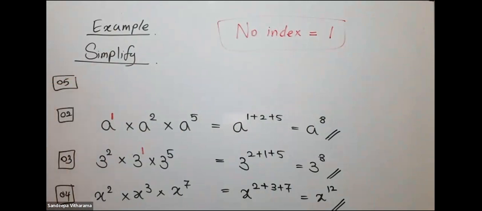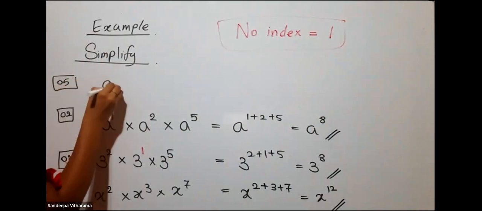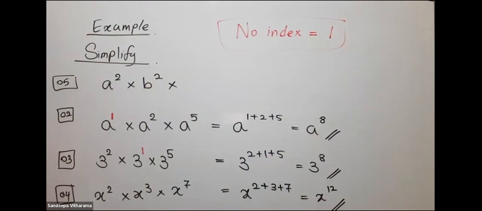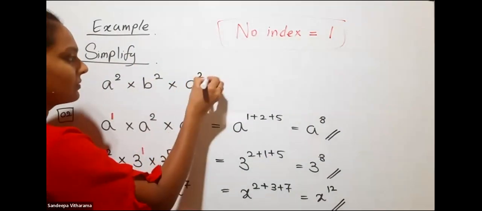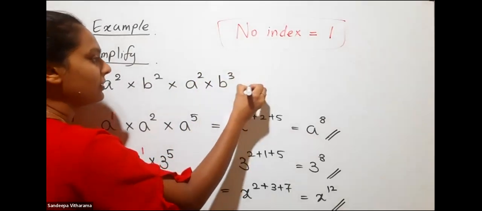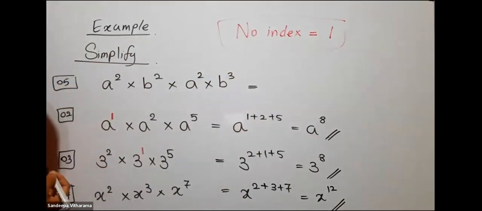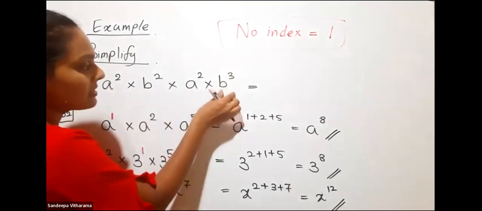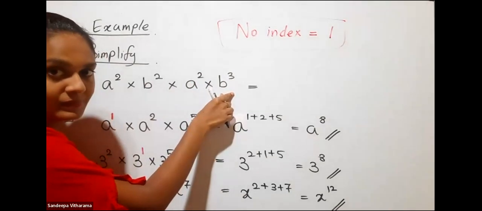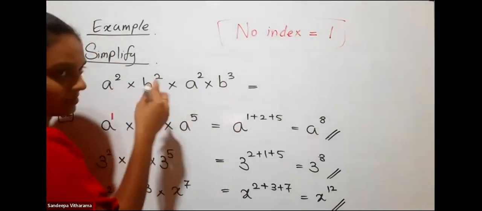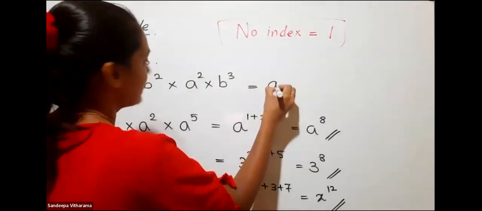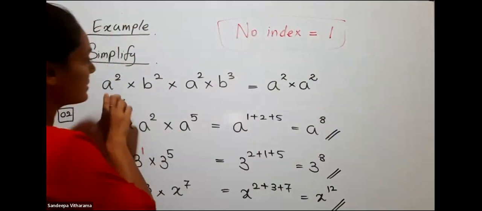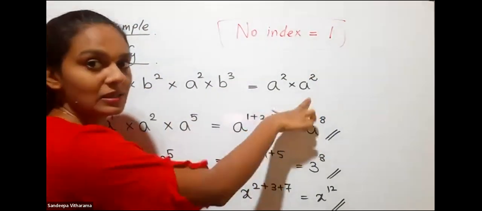Fifth one, it's a to the power of 2 times b to the power of 2 times a to the power of 2 times b to the power of 3. In this case, you can identify that in the powers, their bases are different. So what I do is, it is not necessary, but as these are initial questions, I take the powers with same bases together. That means near to each other.